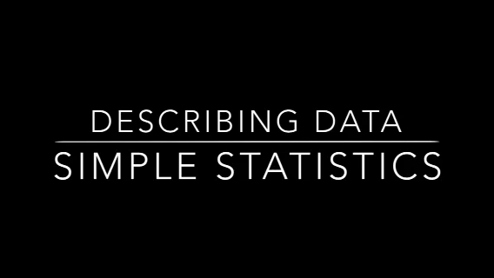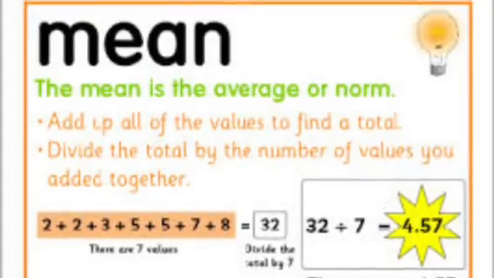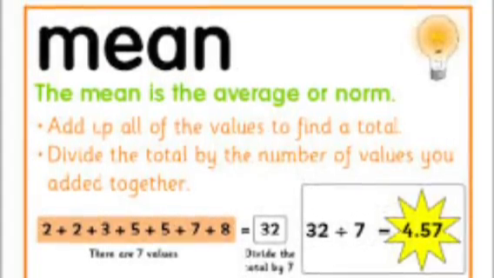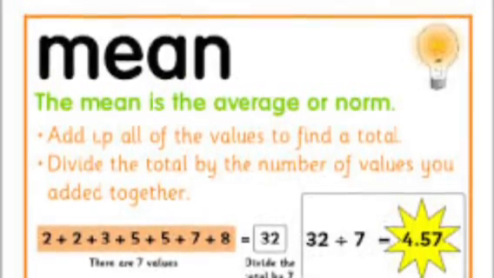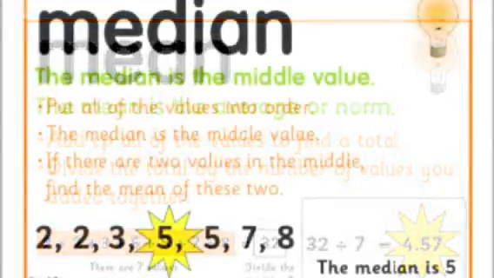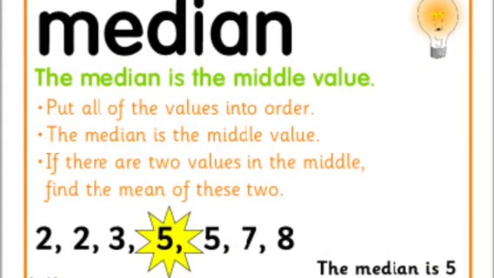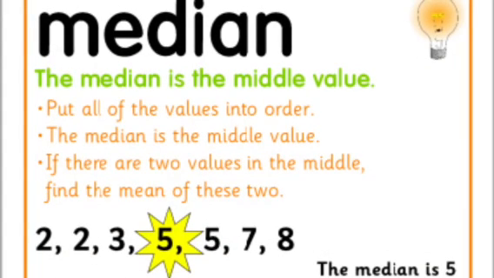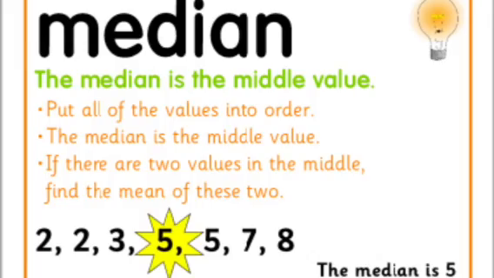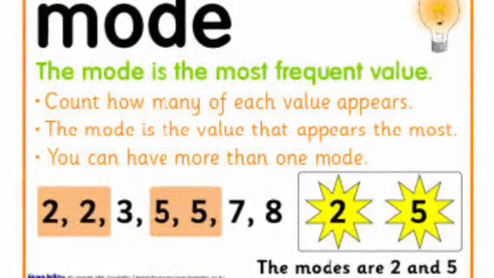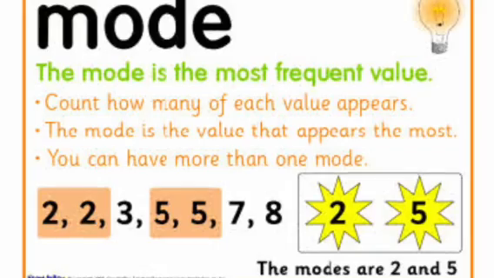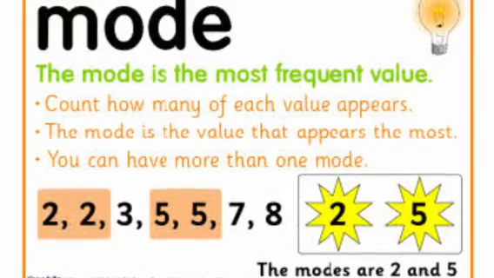Now let's talk about describing data with simple statistics. There are three measures of central tendency: mean, median, and mode. Mean is the arithmetic average of a distribution, attained by adding the scores and then dividing by the number of scores. Median is the middle score of a distribution. Half of the scores are above it and half are below it. Finally, mode is the most frequently occurring score or scores in a distribution.